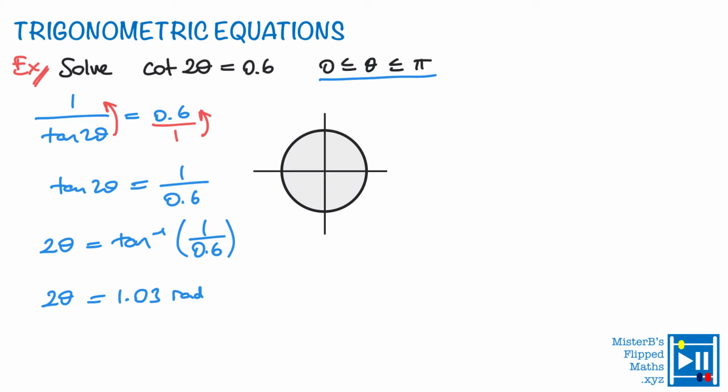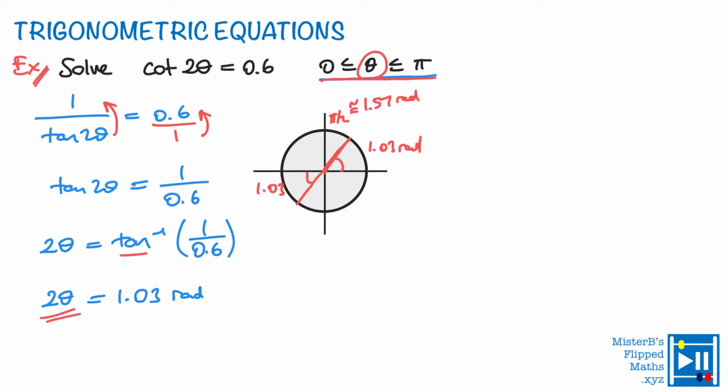Now I always use the unit circle to find out the other solution. So 1.03 radians will be here, because we know that this is pi over 2, which is approximately 1.57 radians, right? So it must be smaller. So this is 1.03 radians. And we're talking about tangent, so I have to extend this line and mark this too, 1.03 radians.